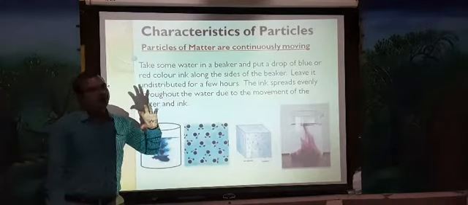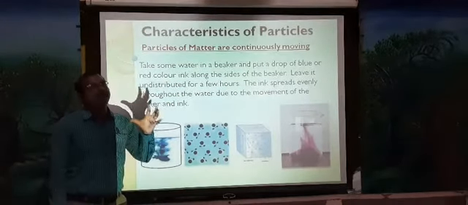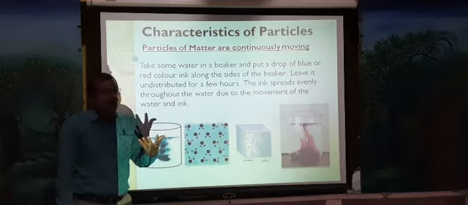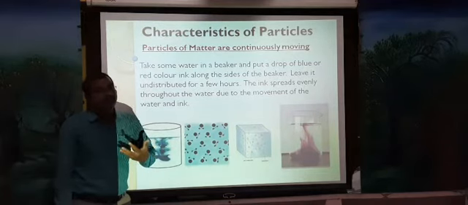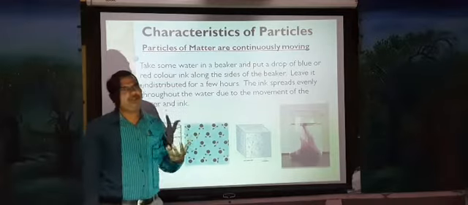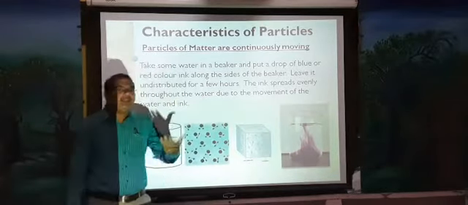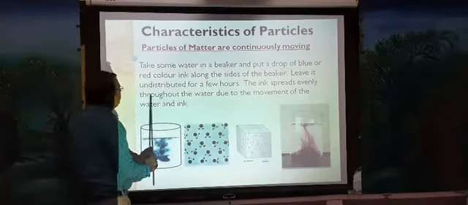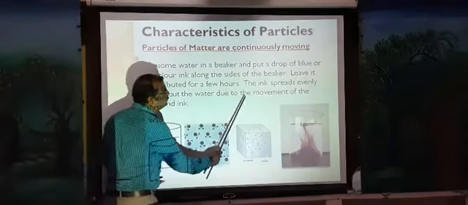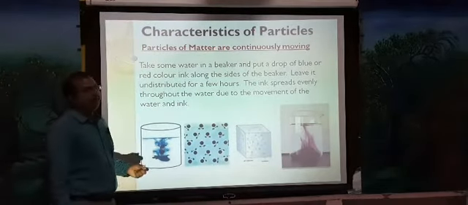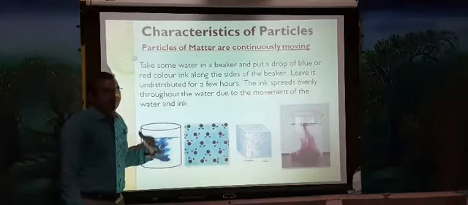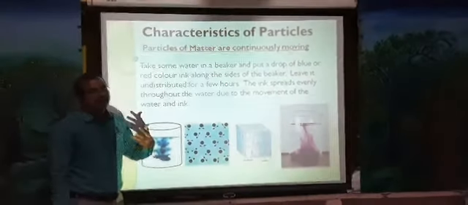It means that the particles of the ink, red or blue, slowly move into the water. That shows what? The particles of ink are moving. They are not stable. They do not stay at one particular place. They are continuously moving into the matter. Leave it undisturbed for a few hours. The ink spreads evenly throughout the water due to the movement of the water and the ink. Here the particles of water and the particles of ink are both moving continuously, so the water color changes.